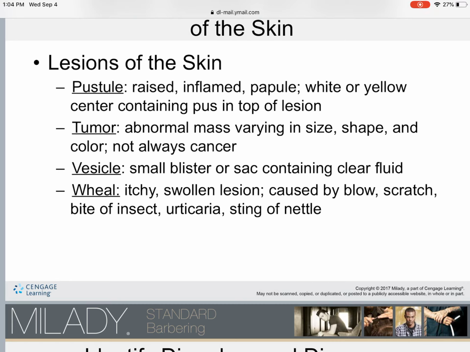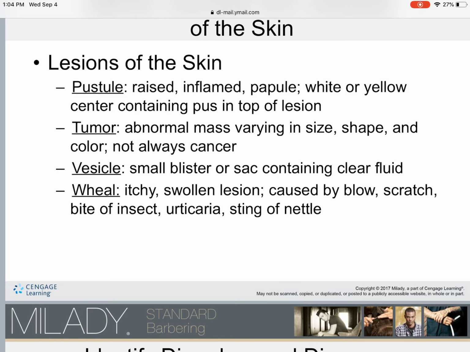Vesicle. A small blister or sac containing clear fluid. And wheal. An itchy, swollen lesion that can be caused by a blow, scratch, bite of an insect, or urticaria, which is a skin allergy. Examples are hives and mosquito bites. So as a barber, you want to be able to identify those types of primary lesions. Please refer to your chart, table 9.1, I think on page 231 in your book. Okay.